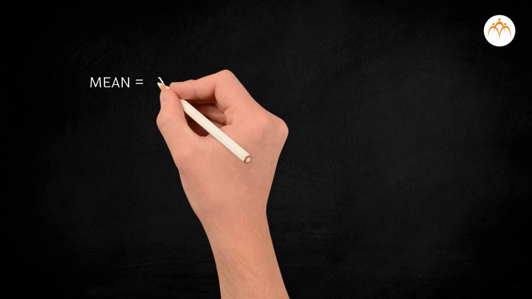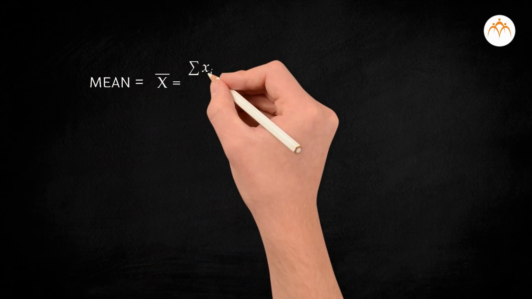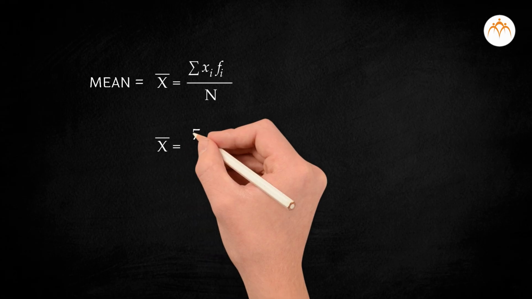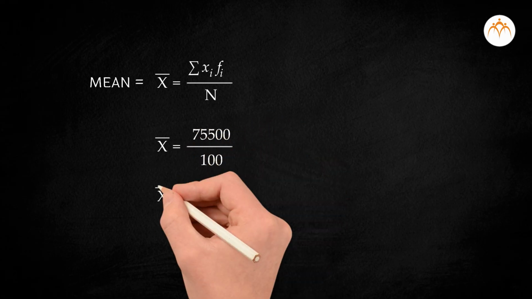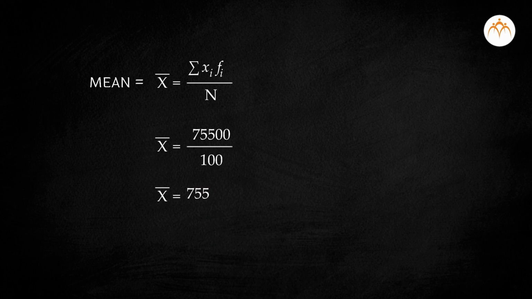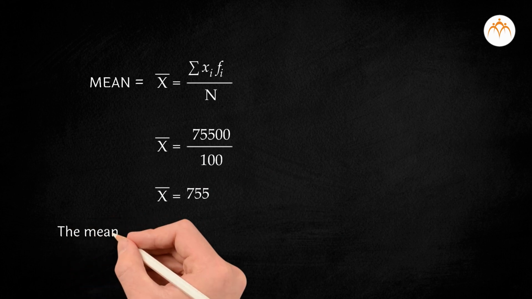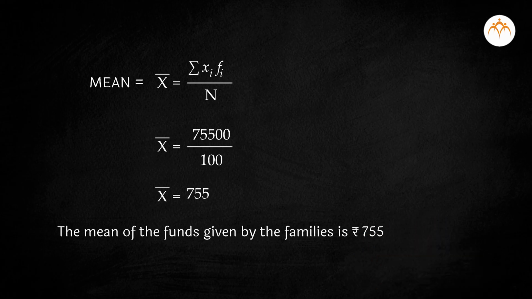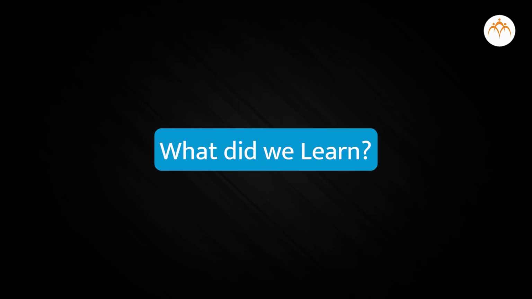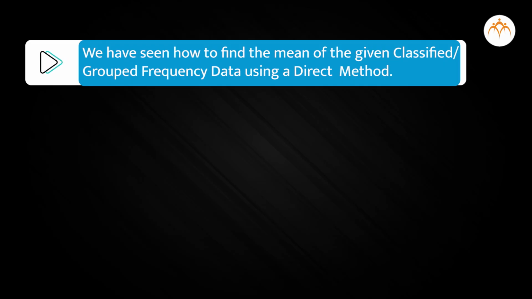Mean is equal to x bar equal to summation Xi Fi divided by n equal to 75,500 divided by 100 is equal to 755. So, the mean of the funds given by the families is 755 rupees. What did we learn? We have seen how to find the mean of the given classified or group frequency data using a direct method.